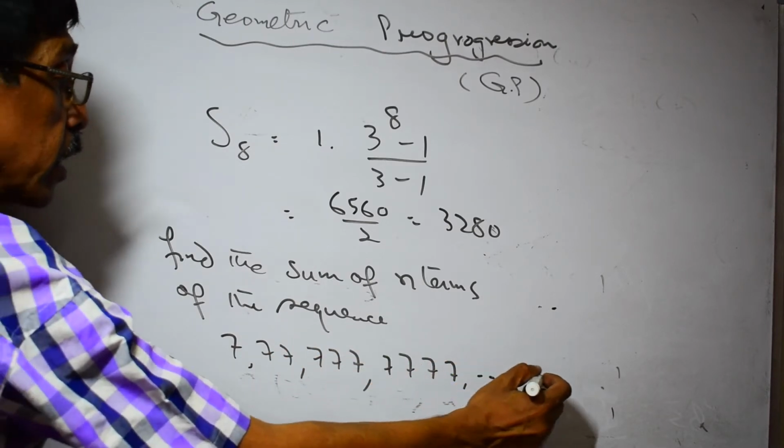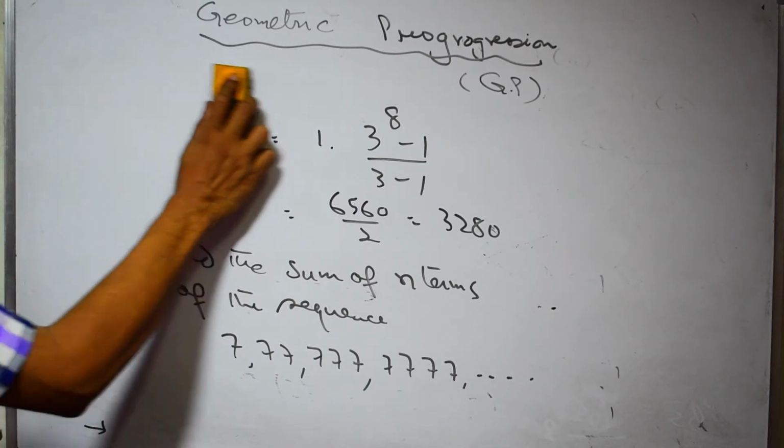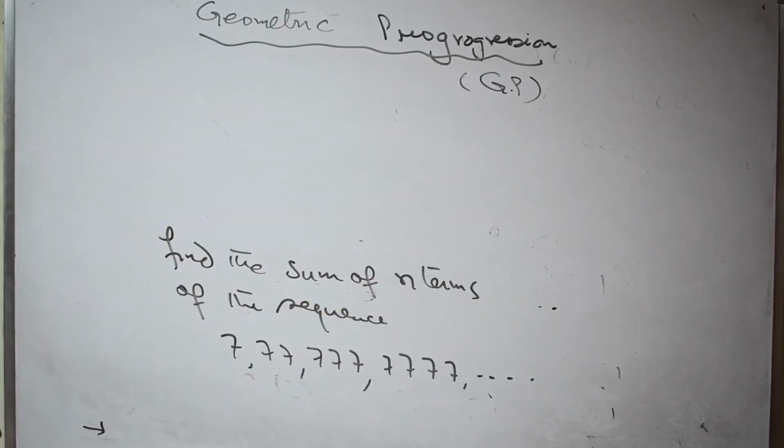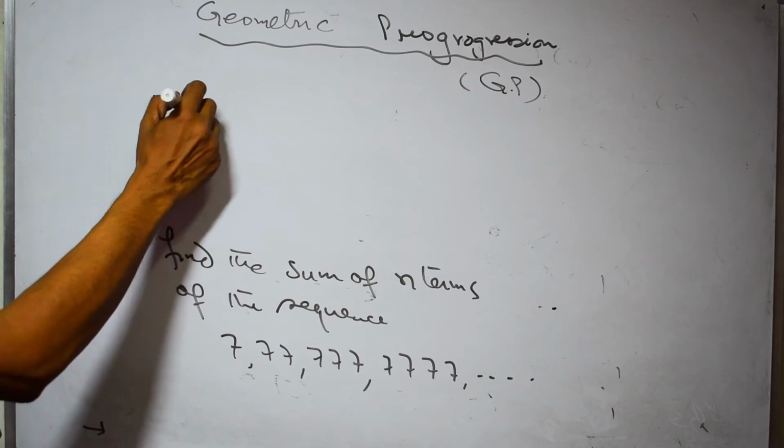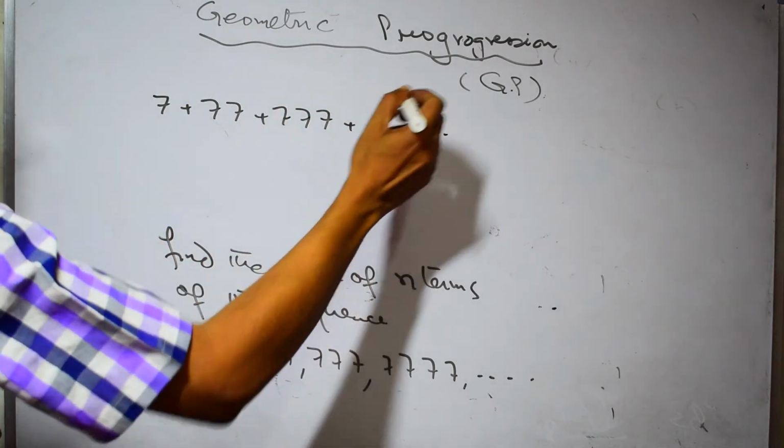That means this is a sequence of numbers, but this is not a GP. So this is a very important type of question. What we can do in this question, we need to know the sum of n terms. So we are adding 7, then 77, then 777. In this way we are proceeding.